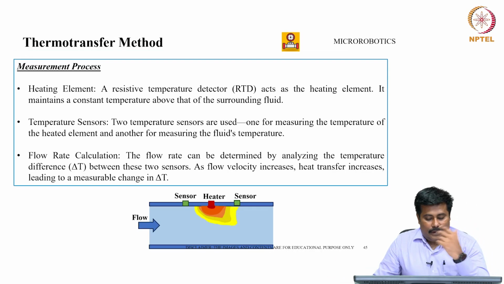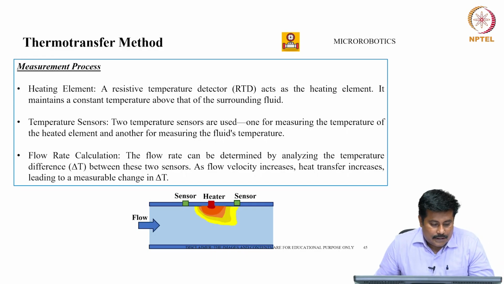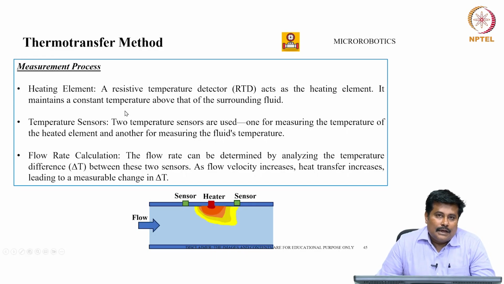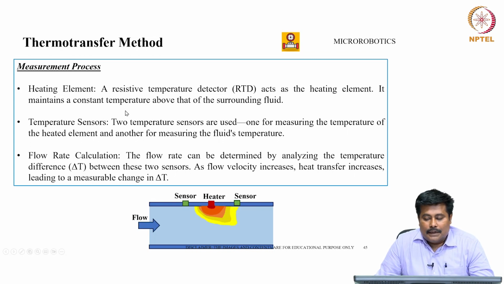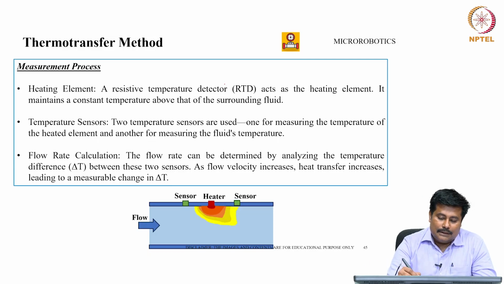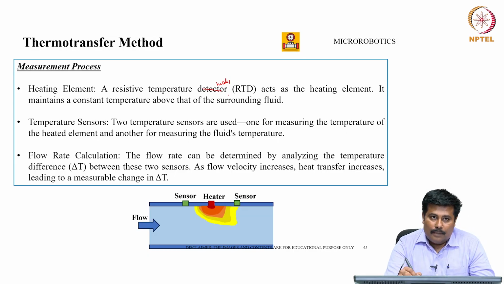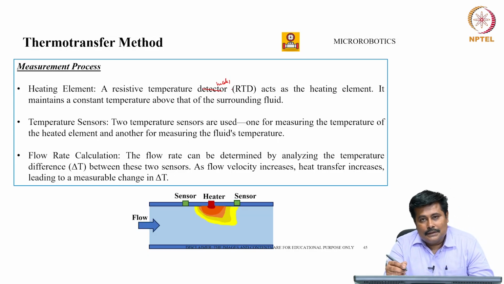As far as the measurement process is concerned, as we discussed earlier, a heating element, which is a kind of resistive temperature detector, acts as the heating element. It maintains a constant temperature above that of the surrounding fluid, and two temperature sensors are used, one for measuring the temperature of the heated element and another for measuring the temperature of the surrounding fluid. Here, resistive temperature detectors can also be used. However, in certain cases, these resistive temperature detectors themselves can act as a sensor.